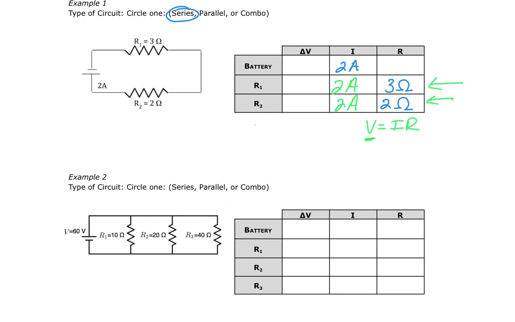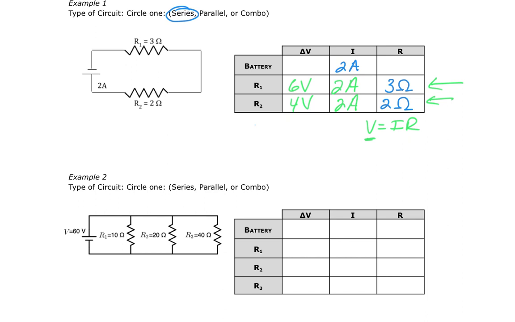So in this case, since I know I and R, I can find V just by multiplying. So 2 times 3, I must have 6 volts for R1, and I must have 4 volts for R2. So that gets me most of the way that I want to go.